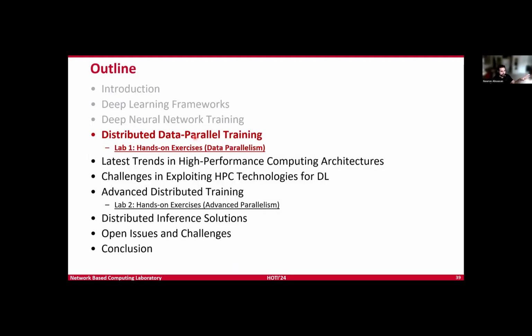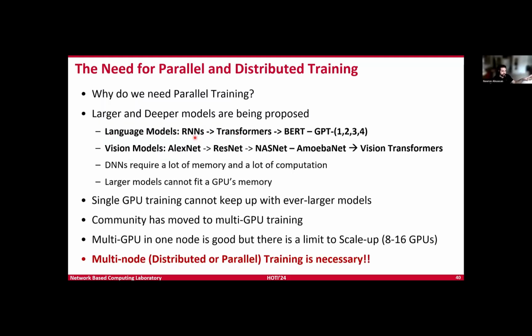So with that, we covered the basics of DNN training. We reviewed some of the popular architectures that are used today, but why do we really need parallel training or distributed training for these architectures? And we saw the trend, right? We saw the trend with the vision models, with the language models. We saw that the size is exponentially increasing.